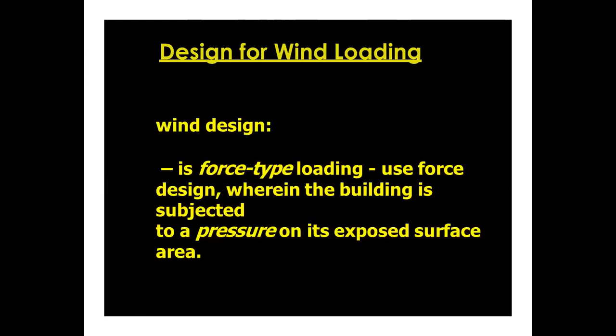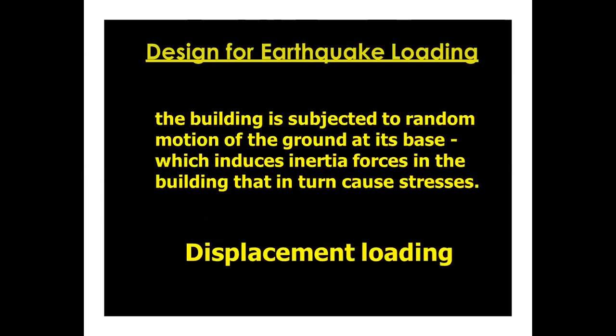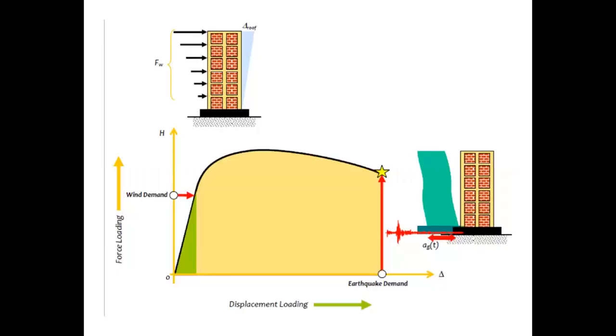So, design for wind loading. Wind design is a force type loading. Use force design wherein the building is subjected to a pressure on its exposed surface area. In the earthquake case, the building is subjected to random motion of the ground at its base, which induces inertia force in the building that in turn causes the stresses, which is displacement loading, right?